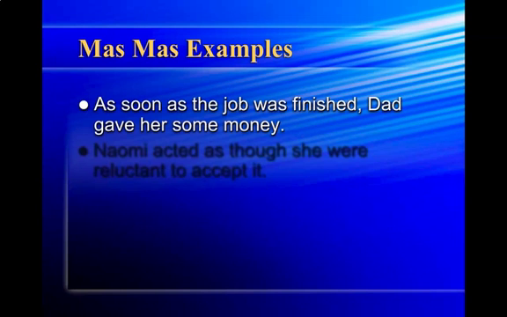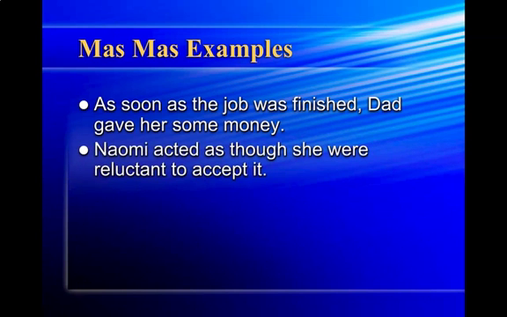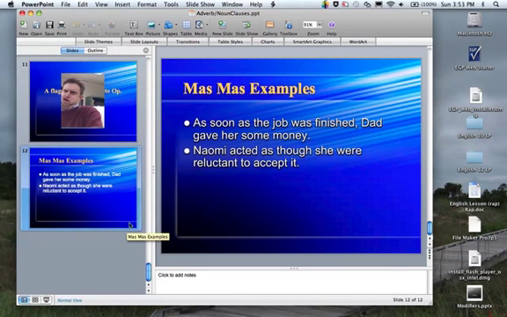Genius. Couple more. As soon as the job was finished, Dad gave her some money. What is the adverb clause? That's right, as soon as the job was finished. And you knew that either by the comma rule, or you're getting to know your subordinating conjunctions, and as soon as jumped out at you. Finally, Naomi acted as though she were reluctant to accept it. What is the adverb clause? As though she were reluctant to accept it. With Naomi acted being the two-word independent clause.